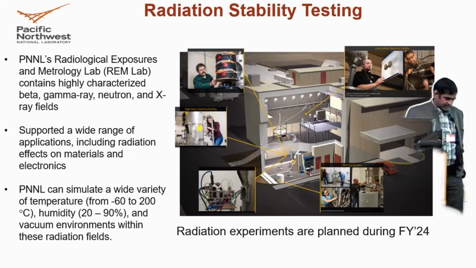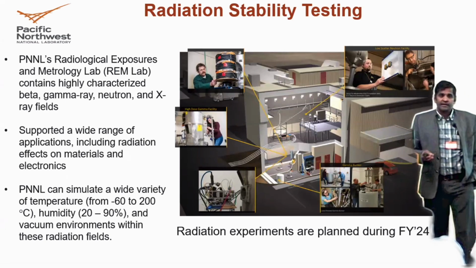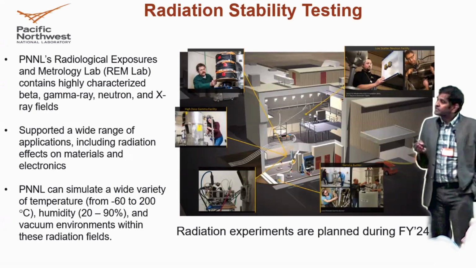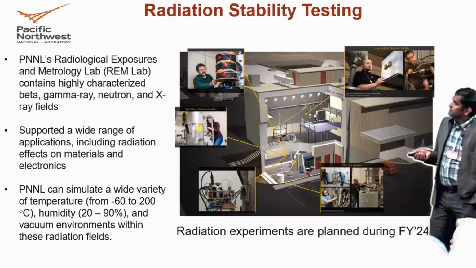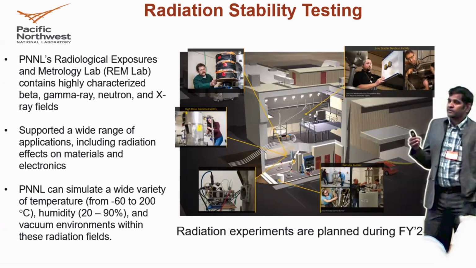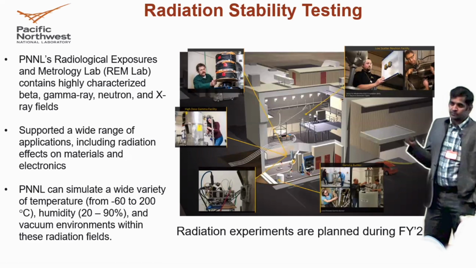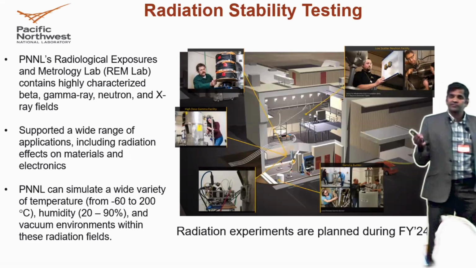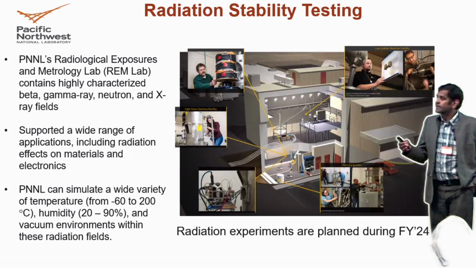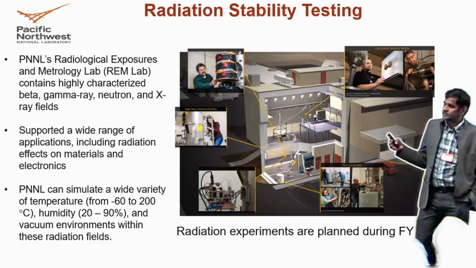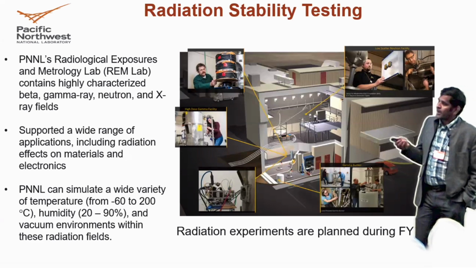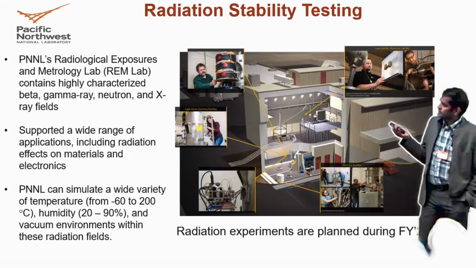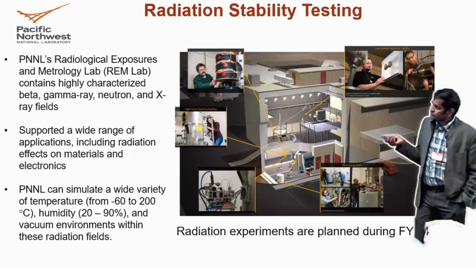And lastly, last but not least, we have radiation stability testing experiments at PNNL. We are planning to do radiation exposure experiments on various classes of materials next fiscal year, trying to understand if there is any radiolysis of these materials under the tested conditions. We have a gamma source, cobalt-60 gamma radiation, and we have a neutron source.